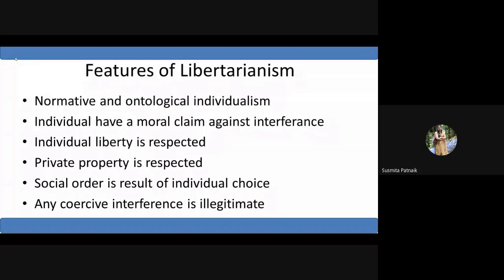In the type, there are two types, right libertarian and left libertarian.